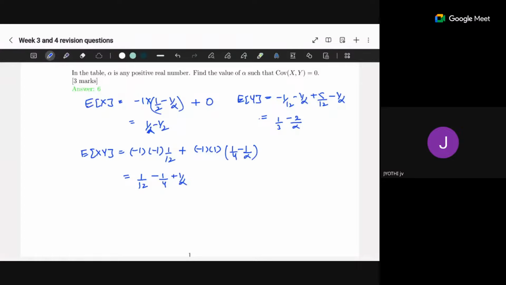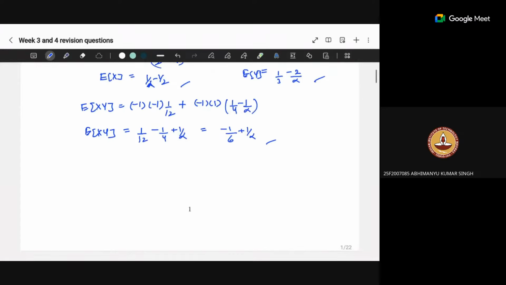This is my expectation of xy. These are my values of expectation of x. These are my values of expectation of y. And this is the value of expectation of xy. Is it correct or not for everyone? Yes, ma'am, correct.